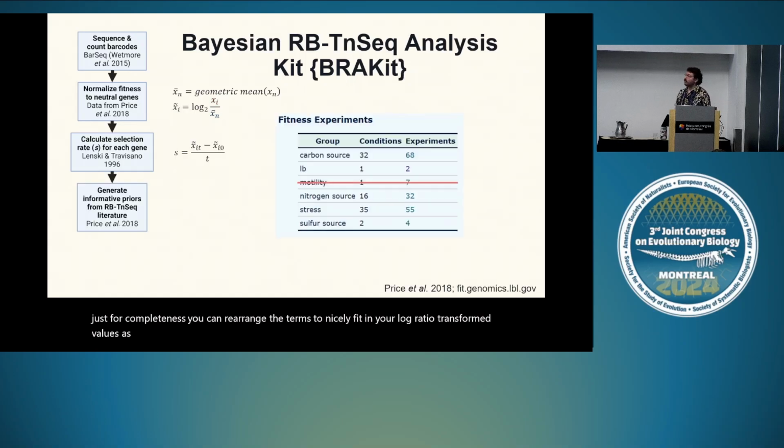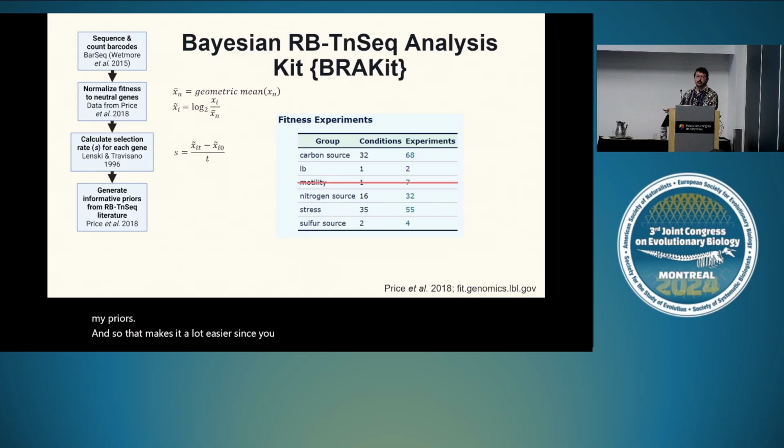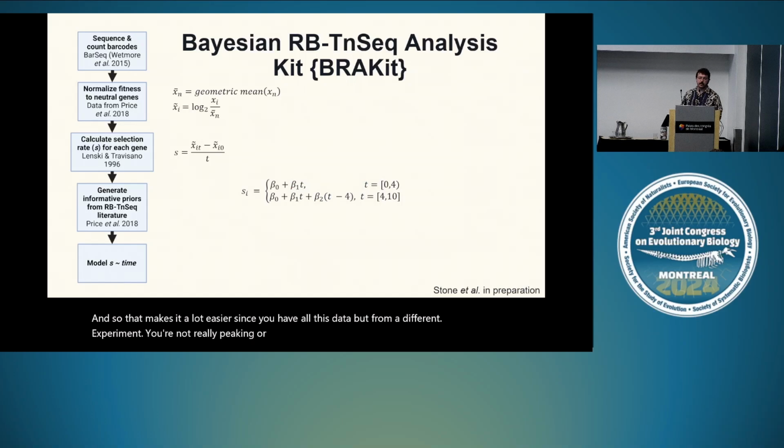And so I can go back then to this huge data set and also use it to parameterize my priors. And so that makes it a lot easier since you have all this data, but from a different experiment, you're not really peeking or double dipping on your data.